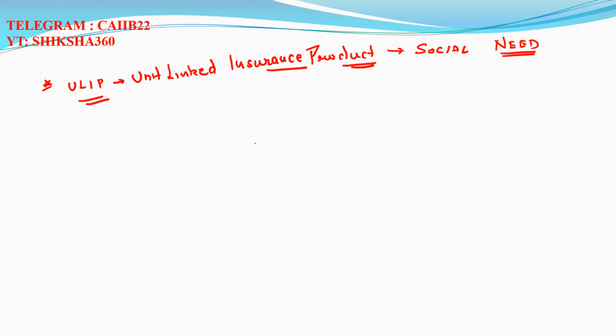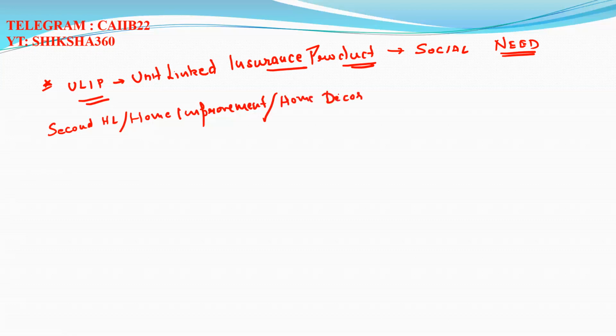Second one: housing loan, home improvement, or home decor loan. Which type of need does it come under? Please tell fast. Second housing loan, home improvement, or home decor loan comes under the esteem needs.